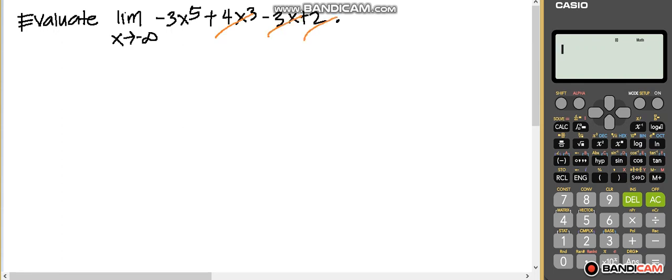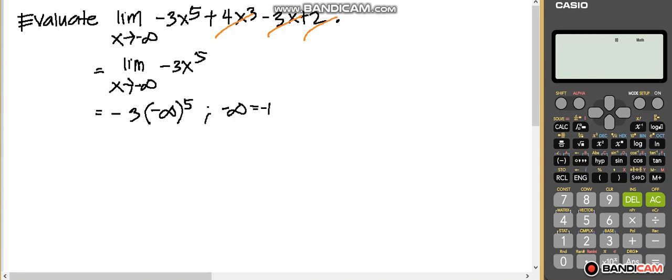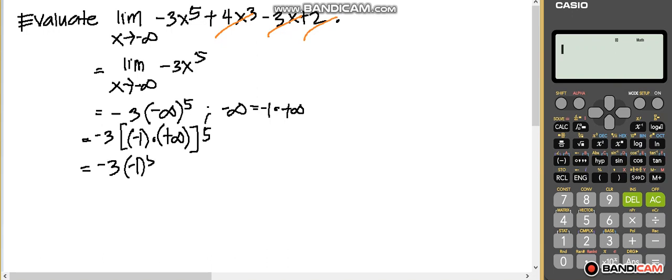Okay, so let's rewrite our problem. This is equal to the limit of negative 3x raised to 5 as x approaches negative infinity. Okay. So that's negative 3 times negative infinity raised to 5. Ngayon, sinabi ko, class, that negative infinity, that's equal to negative 1 times positive infinity. Tama? Okay, so pwede natin tong i-modify as negative 3 times negative 1 times positive infinity, okay, raised to 5. And then you distribute the exponent, okay, so that's negative 3 times negative 1 raised to 5 times positive infinity raised to 5.